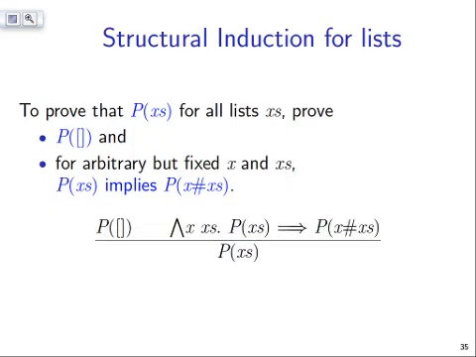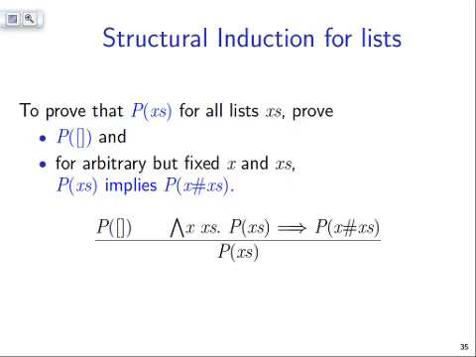And this induction principle is a proof rule in Isabelle, and it would be written like this. And so it's an implication saying you can prove P of xs for all xs if you can prove P for the empty list, and you can prove that P of xs implies P of x cons xs.